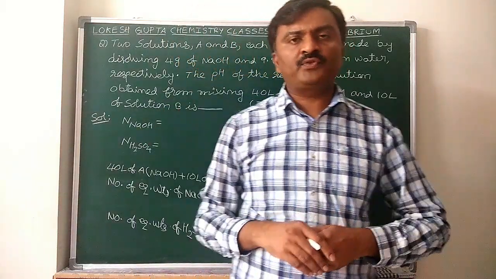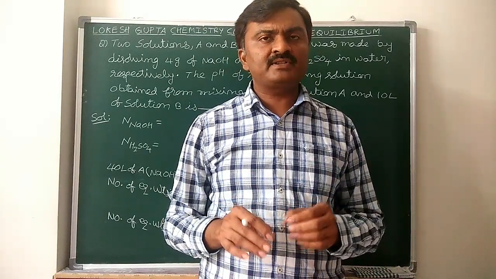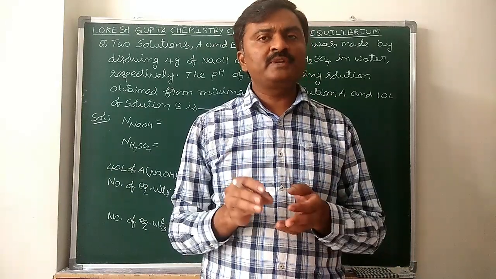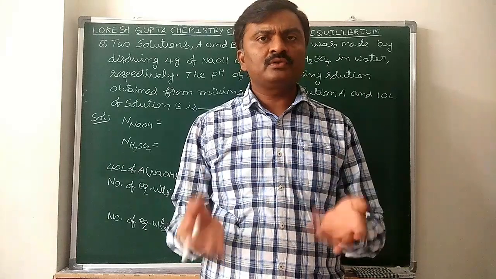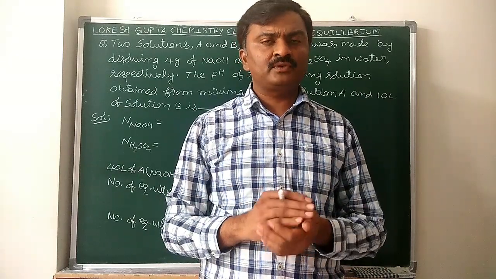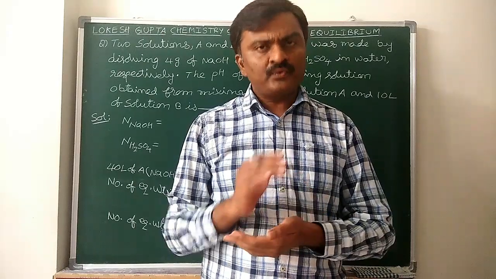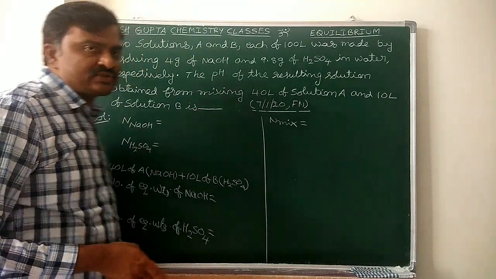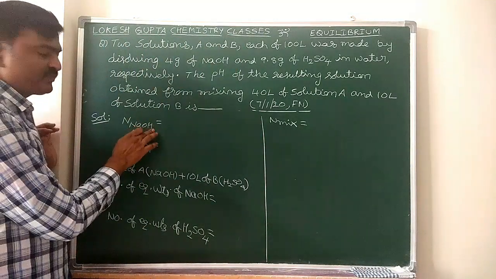It is a mixture of strong acid and strong base. Here the concept is that the number of equivalent weights of acid reacted should be equal to the number of equivalent weights of base reacted. So the number of equivalent weights of both reacted should be equal. That is the logic. First, we have to calculate the normality of the NaOH solution and the normality of the sulfuric acid solution.